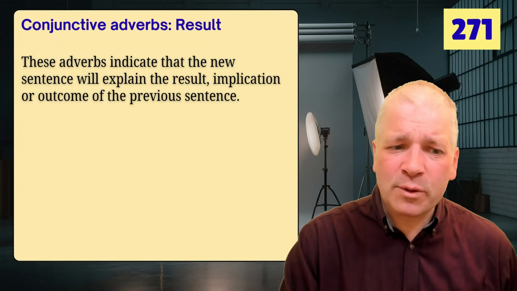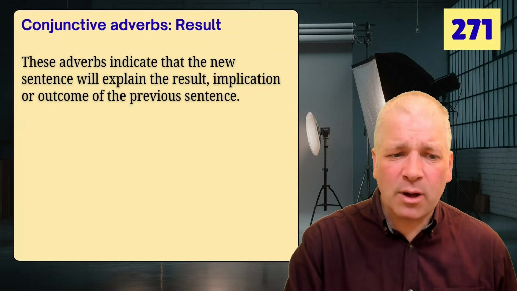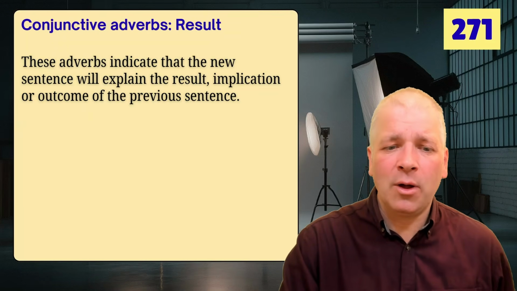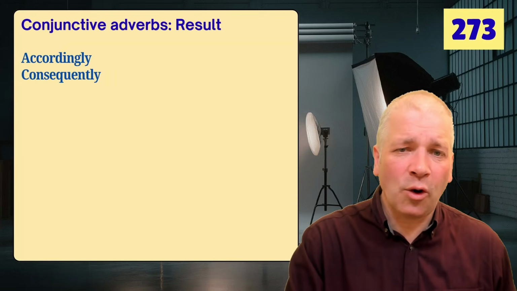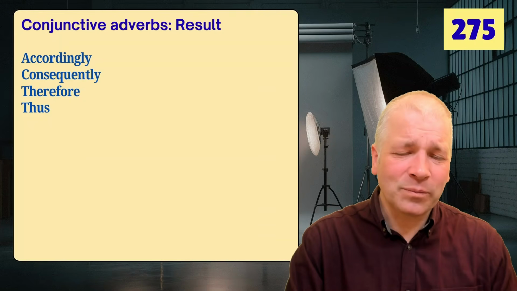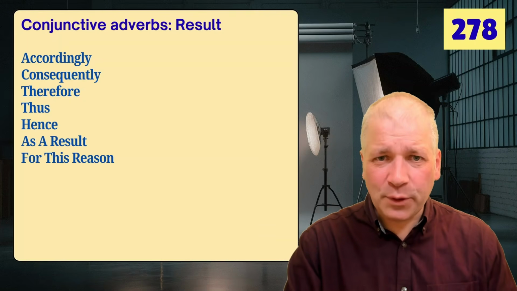Conjunctive adverbs of result. Now, these indicate that the new sentence will explain the result or implication or outcome of the previous sentence. So use words such as accordingly, consequently, therefore, thus, hence, as a result, for this reason.